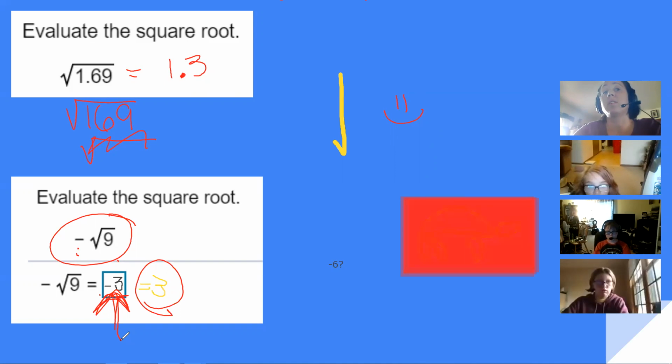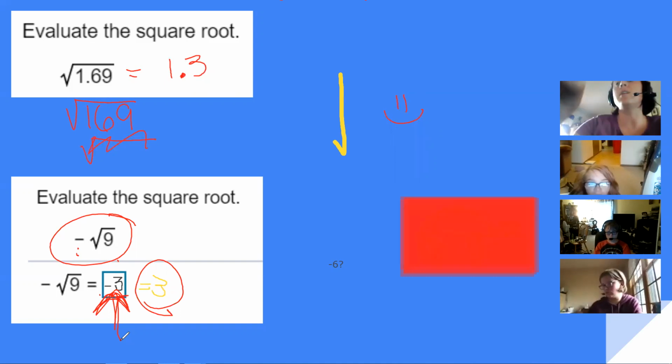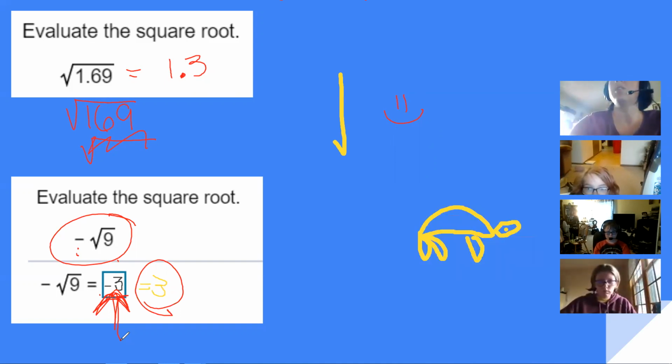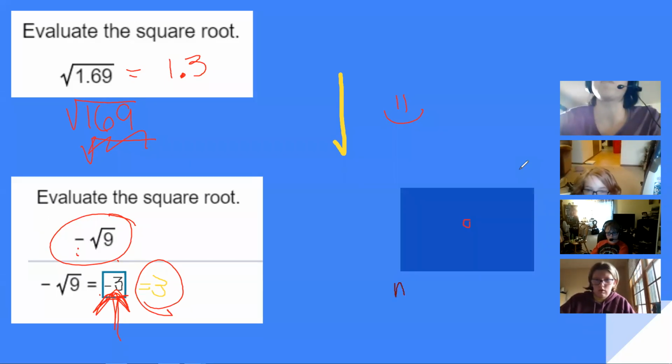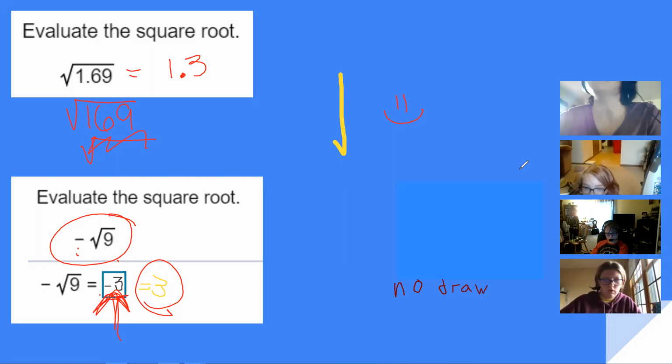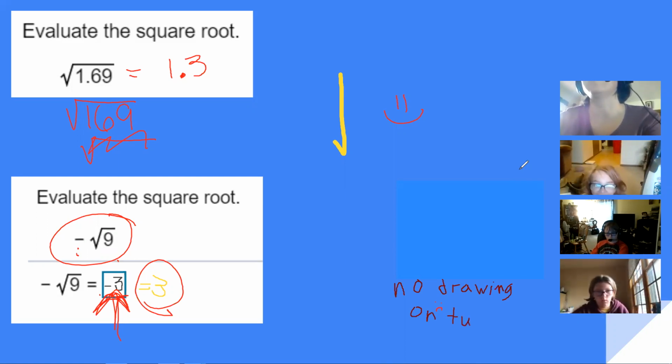Who's drawing on my turtle? Who just drew all over my turtle? Your turtle? Oh, there's a turtle. My chat was blocking it. Don't draw on the turtle. That's a cute turtle. Hey, Math Papa. Is that another website? I just deleted my turtle. I'm gonna draw another turtle.